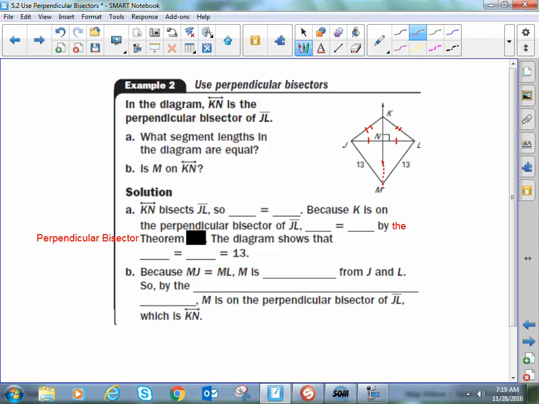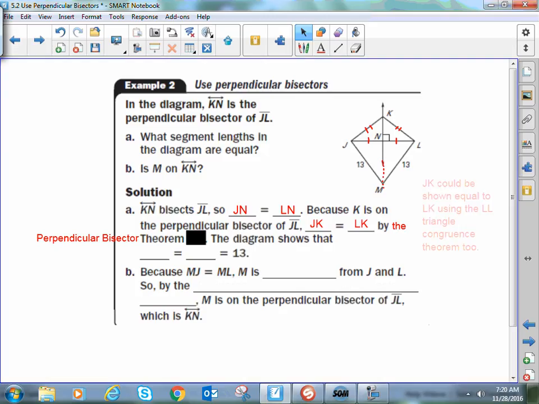What segment lengths in the diagram are equal to each other? Well, by looking at the markings, JN and LN have to be the same, JK and LK have to be the same, and it was given to us that JM and LM are the same. So those are the three sets of segments that we can conclude have to be the same based on the information in the figure. Now here off to the side, what I've shown you is that JK could also be shown congruent to LK using the leg-leg congruence theorem, just to kind of cycle that stuff back in from our last unit.